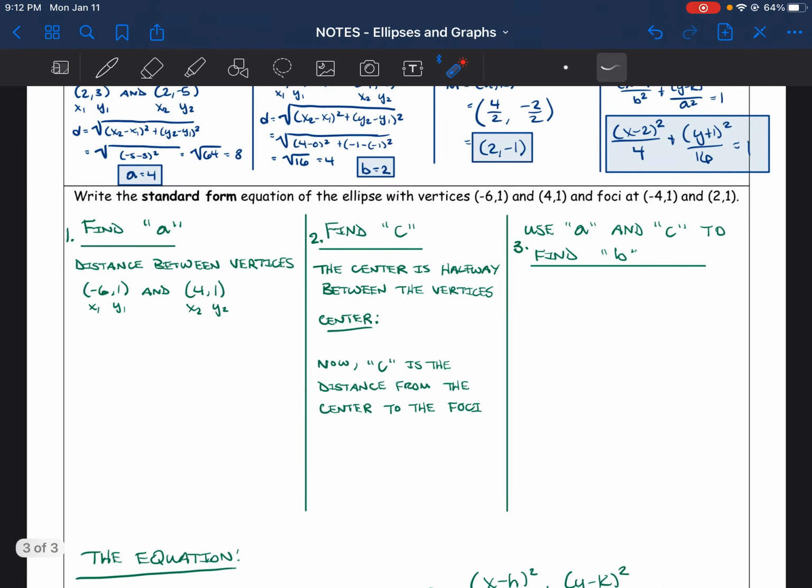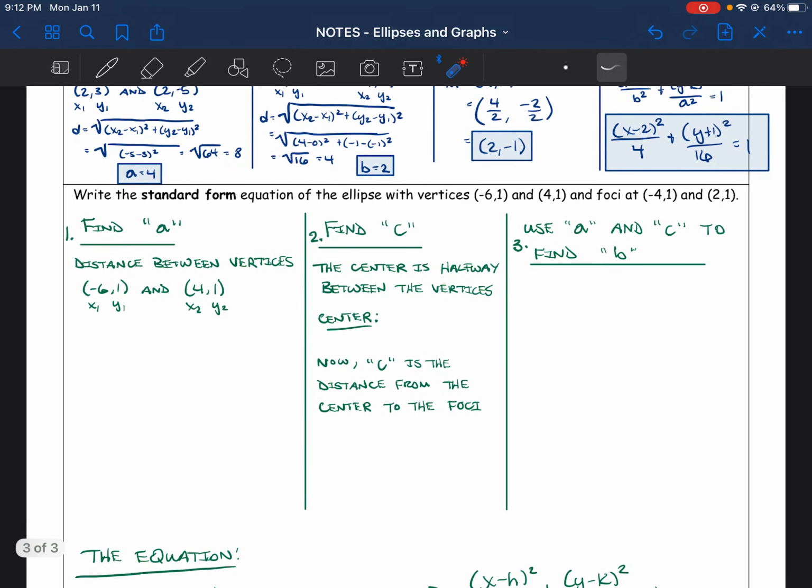All right. In our last problem for these notes, we want to write the standard form equation of the ellipse with vertices at negative 6, 1, and 4, 1, and foci at negative 4, 1, and 2, 1. So here's the idea behind this. A couple things first. Let's go ahead and identify if this is a vertical ellipse or horizontal ellipse. Well, notice that we have the vertices. Remember, the vertices are the endpoints of the major axis.